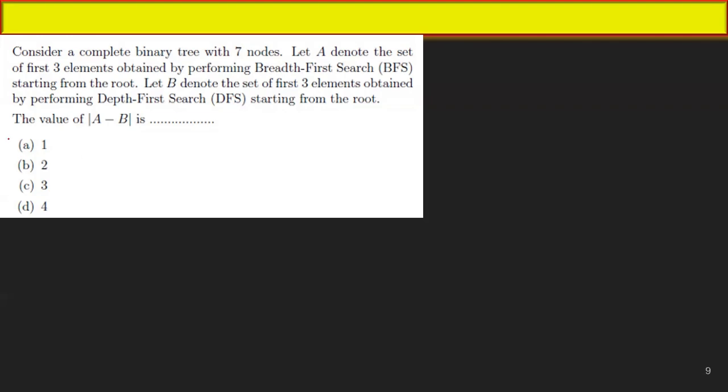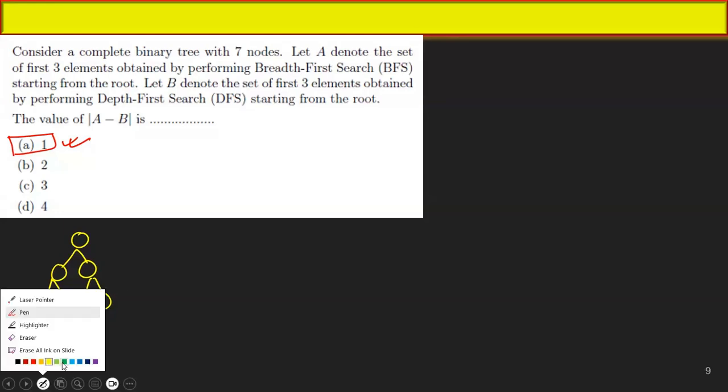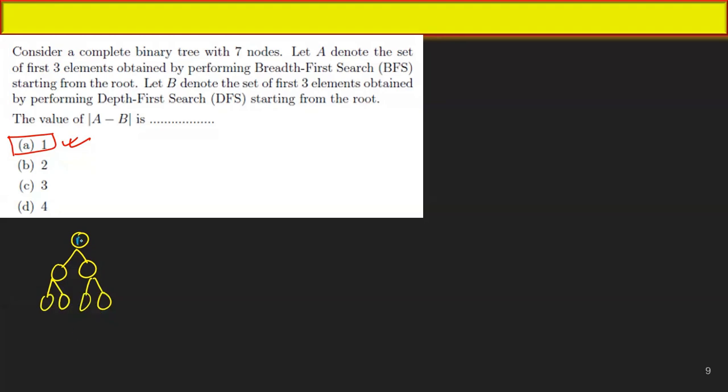I'm really happy now. This question is one of the few questions to test your potential. Consider a complete binary tree with 7 nodes. So just draw a complete binary tree with 7 nodes. You all will have a complete binary tree like this. Say yes or no? Yes. So let us name it, for comfortableness, as A, B, C, D, E, F, G.